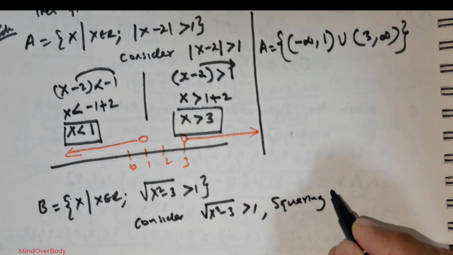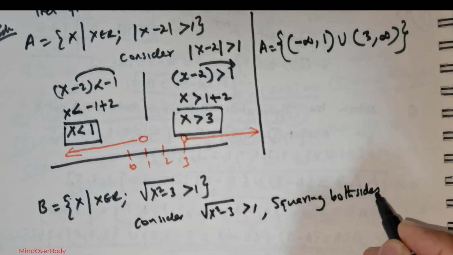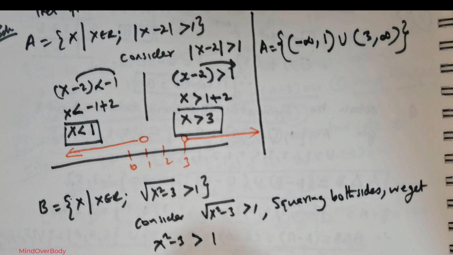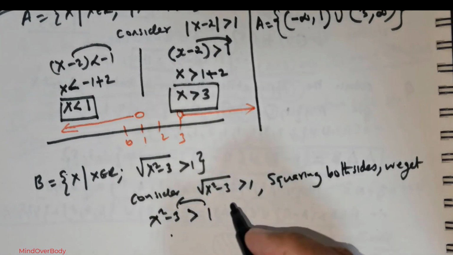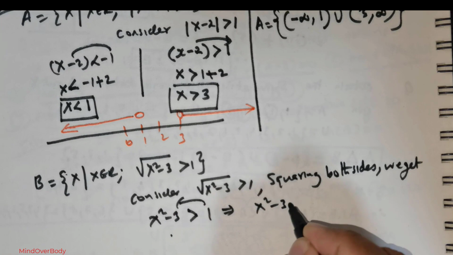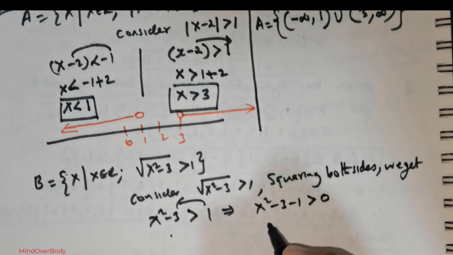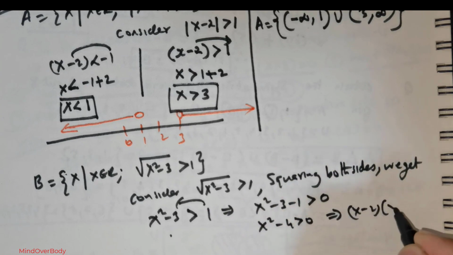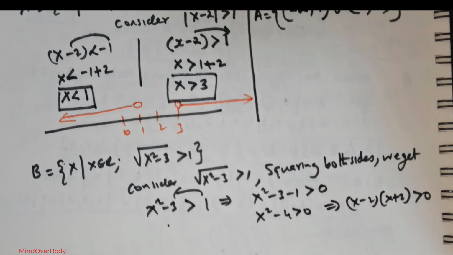Squaring both sides, we get, so what do we get? This is going to be x squared minus 3. The square and the root get cancelled. This is greater than 1. Now as I mentioned to you, x squared minus 3 is greater than 1. What you can do to solve this is push this one to the other side. So this would mean you got x squared minus 3 minus 1 is greater than 0. This means x squared minus 4 is greater than 0. This means x minus 2 times x plus 2 is greater than 0. So this is what you have got.